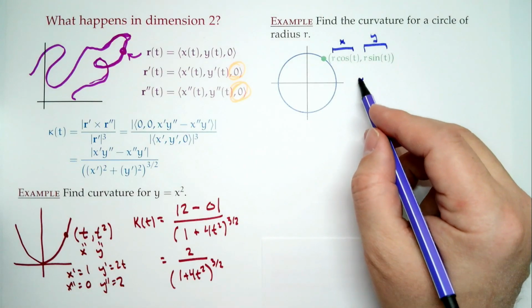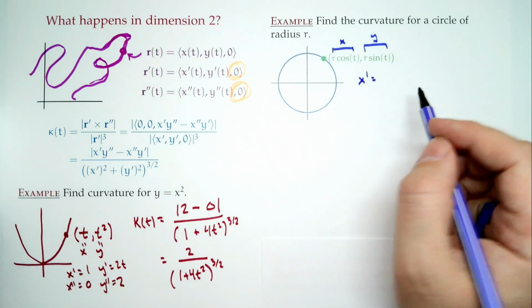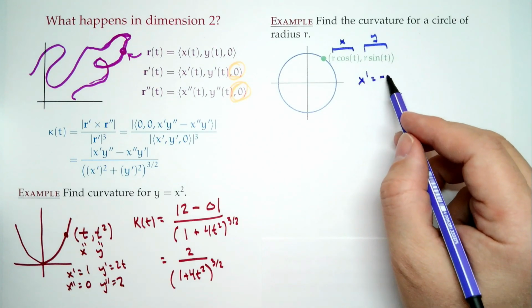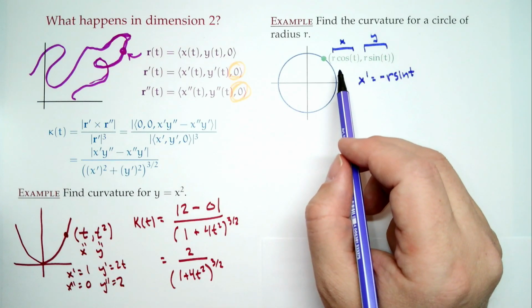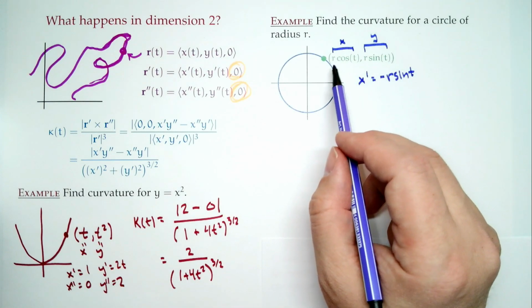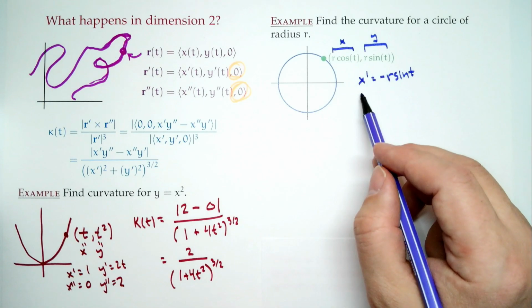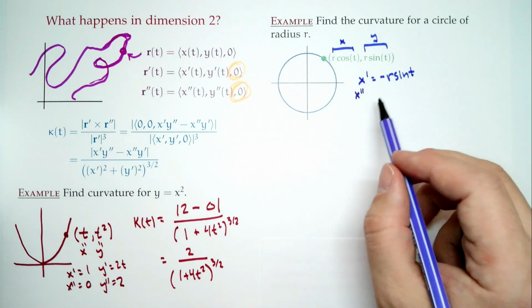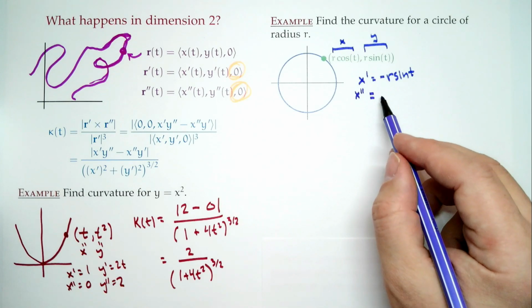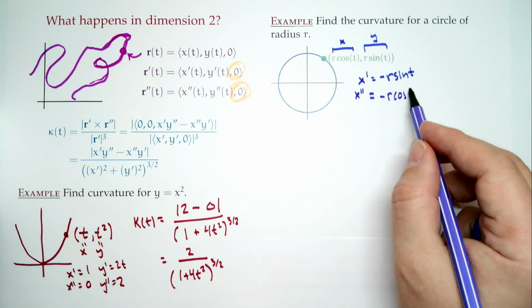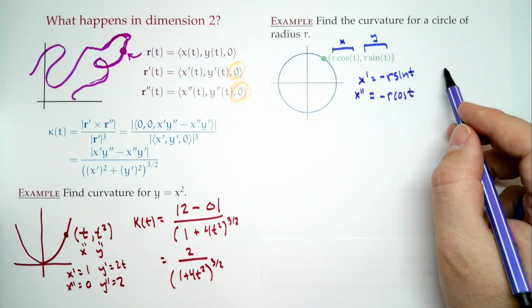What is x prime? Negative r sine t. The r is a constant, so don't worry about, like, I have to use a product rule. R is a constant, so I only need to worry about the derivative of the trig part. Second derivative, negative r cosine t.